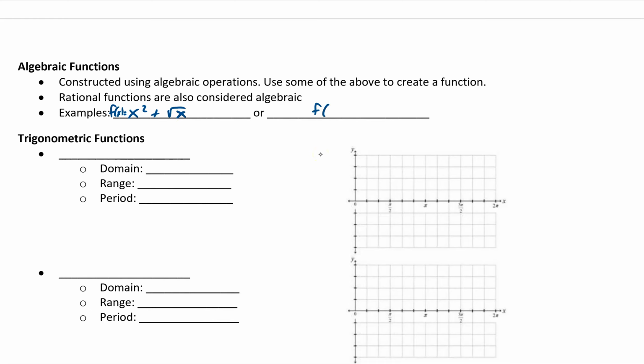And if we do f of x equals square root of x over x squared plus 4, that's not a rational function anymore, even though it would still be considered an algebraic function. We now have a root on the top. This is not a polynomial, but this is now an algebraic function.